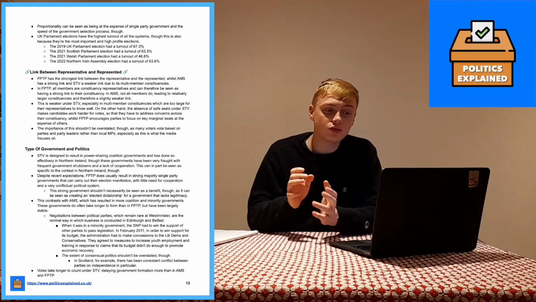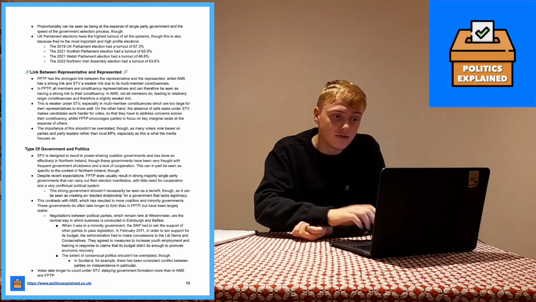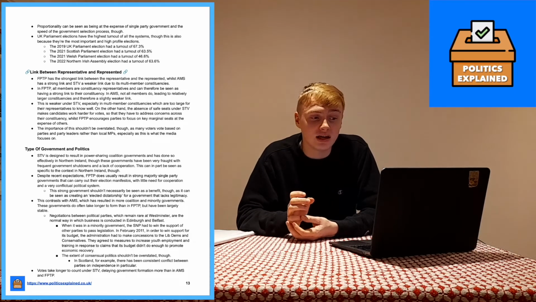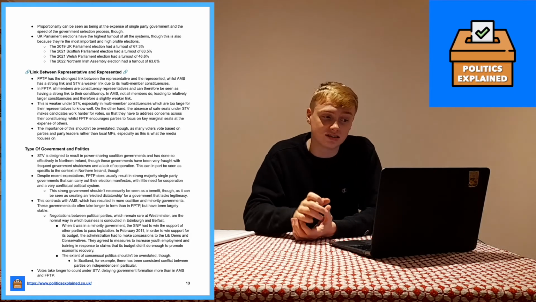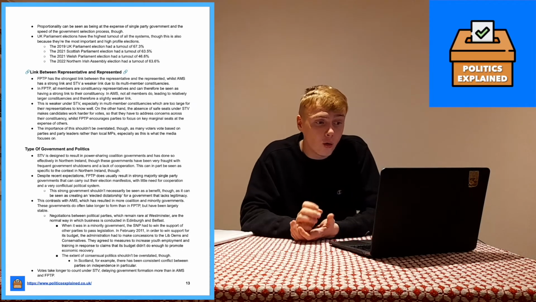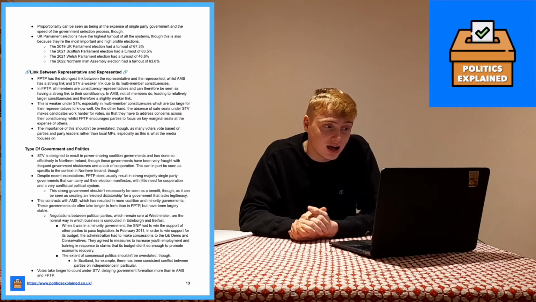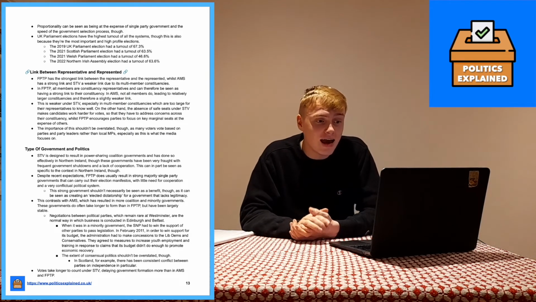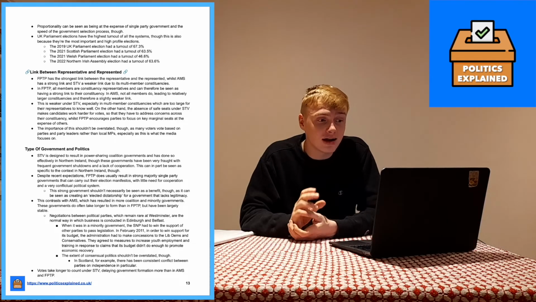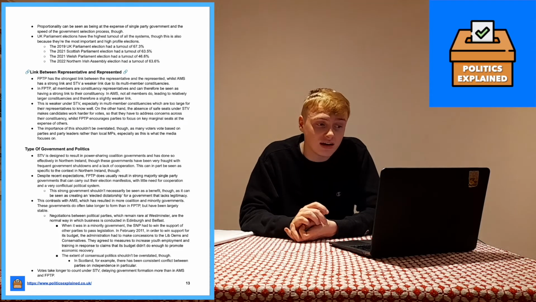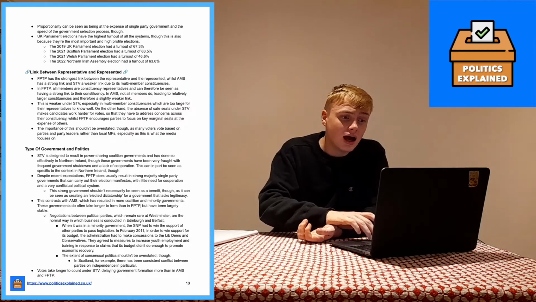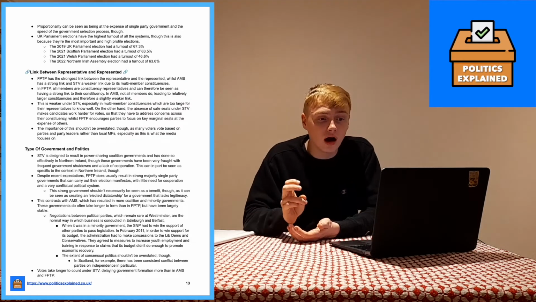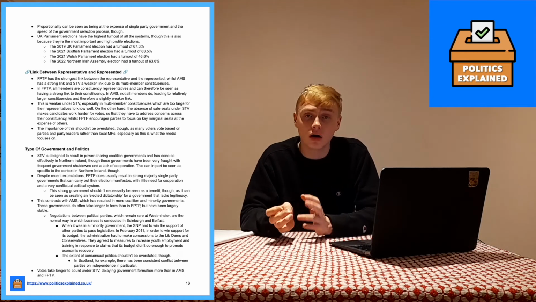In terms of the link between the representative and the represented, first past the post has the strongest link, whilst AMS has a strong link and STV has a weaker link due to its multi-member constituencies. In first past the post, all members are constituency representatives and can therefore be seen as having a strong link to their constituency, a strong local representation. In AMS, not all members do, leading to relatively larger constituencies and therefore a slightly weaker link. And this is weaker under STV, with multi-member constituencies being too large for their representatives to know well, arguably.